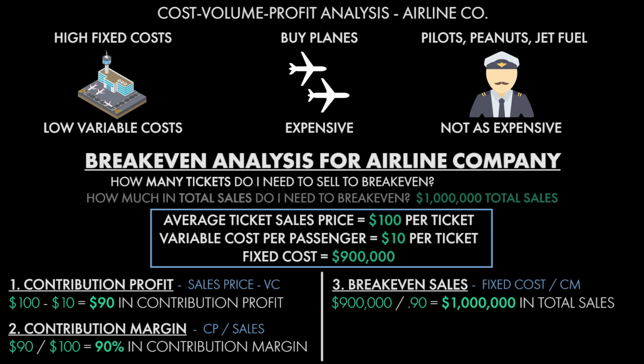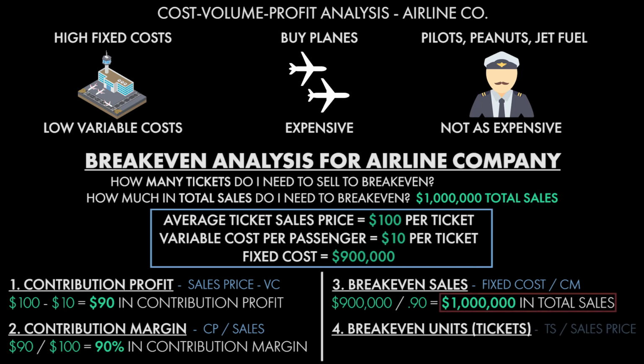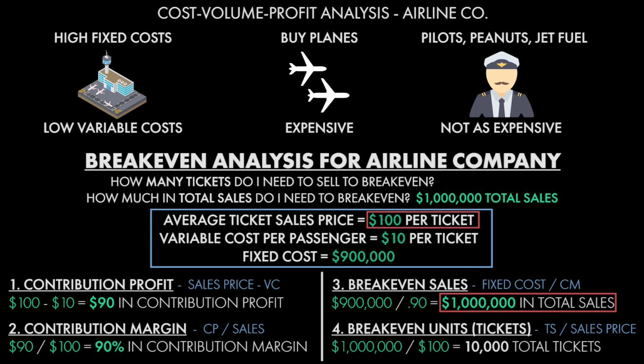Now that's how much sales revenue we have to make, not how many tickets we have to sell. In order to find out how many tickets we have to sell, we divide that total revenue number by our average ticket price. So 1 million divided by $100 gives us 10,000 total tickets. So what does all this mean? This means in order for us to make any profit next year, we have to sell at least 10,000 tickets at an average price of $100 per ticket.